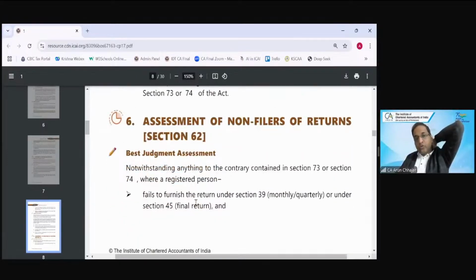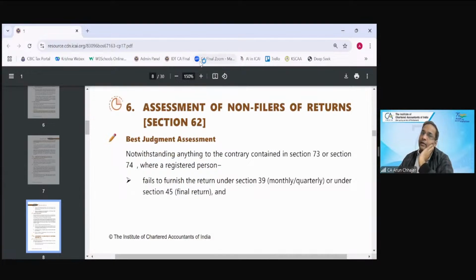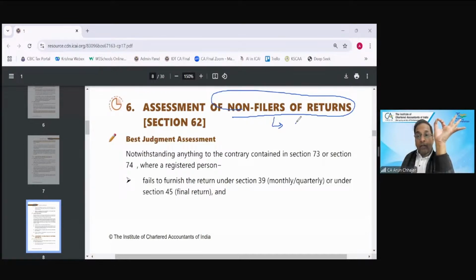Let's move to the non-filer of returns. We have completed the registration chapter. A very interesting question I'm asking. If a taxpayer does not file the return, then what is the consequence on registration? अगर कोई taxpayer अपना रिटर्न फाइल नहीं करता, what is the implication on the registration of that registered person? आप मुझे आंसर दे दीजिए. Really appreciate it if you can give me the answer.